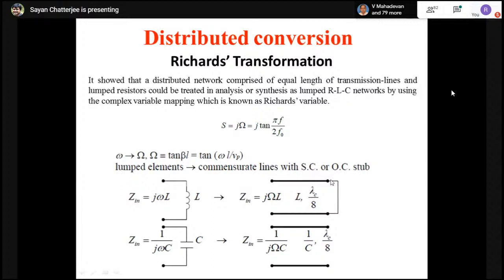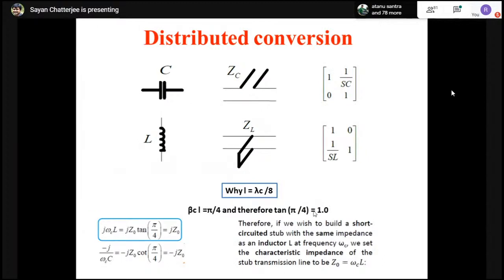And you can say that a lambda by 8 short circuited line can behave as an inductor. So the distributed conversions will ultimately give you a matrix. And why a lambda by 8 line? Because you can see that jZ0 tan beta L, and the tan beta L ultimately gives you an expression j omega L. Straight away comes jZ0, that means Z0 is omega L. So similarly, ultimately our objective is that you can have an L straight away obtained from a line.